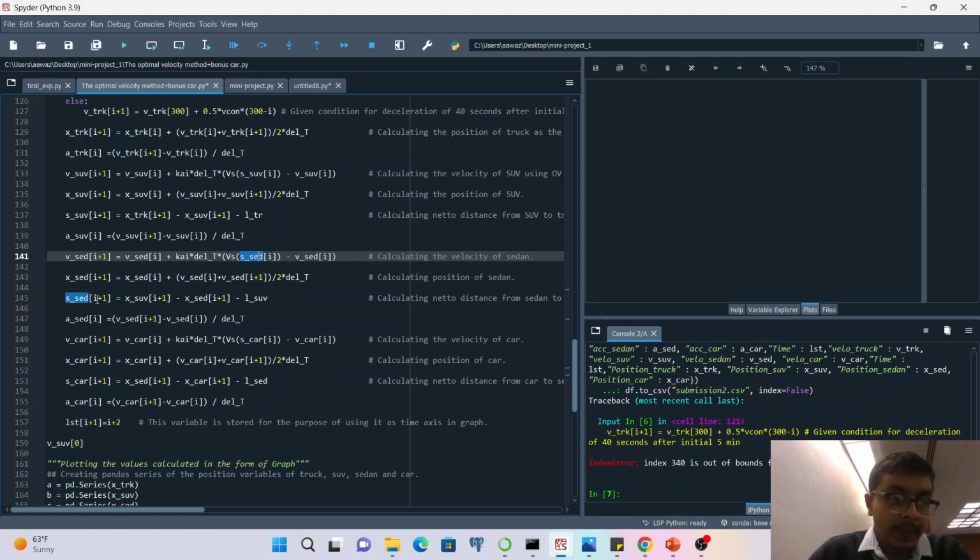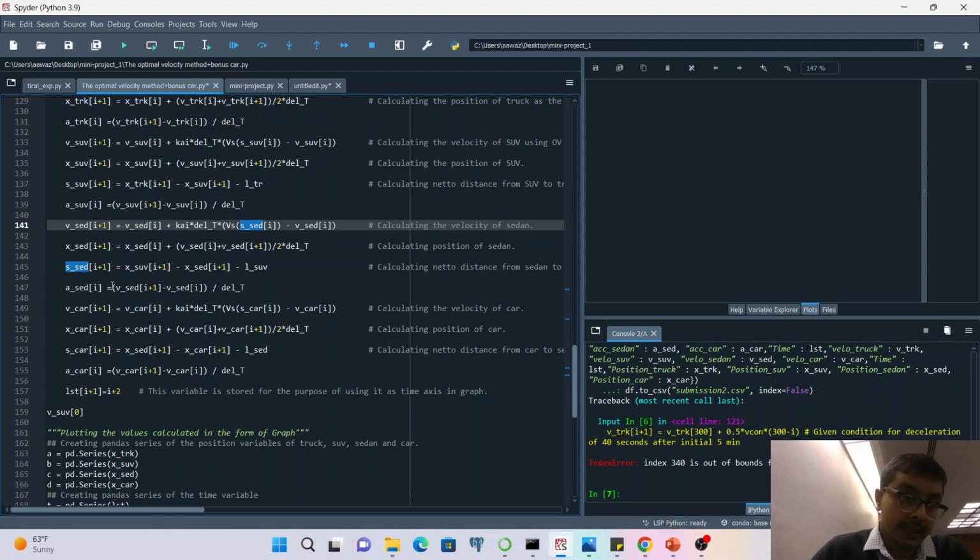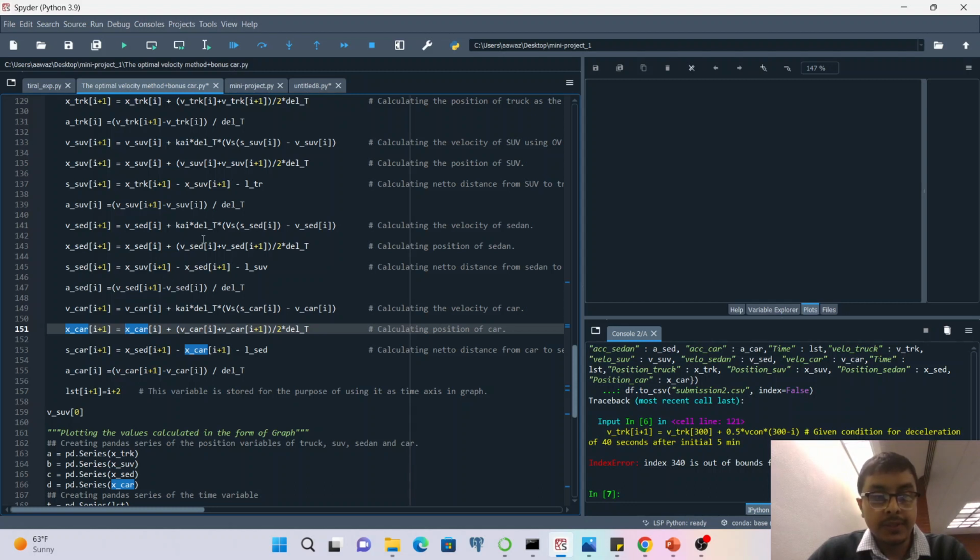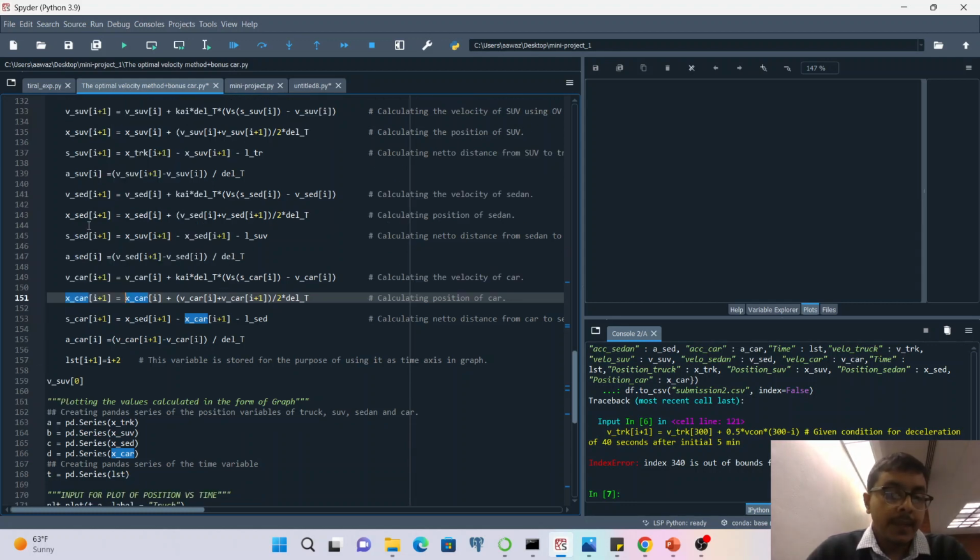So again, for the position of sedan we follow the same steps as in SUV, and this is the same for the sedan. Then for the SUV, what we are updating, in cyclic order, is the position of previous vehicle minus the position of the vehicle that is following minus the length of the vehicle that is ahead. So that's being updated till this point.